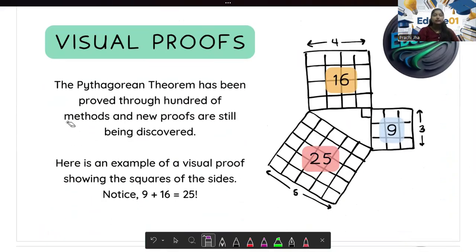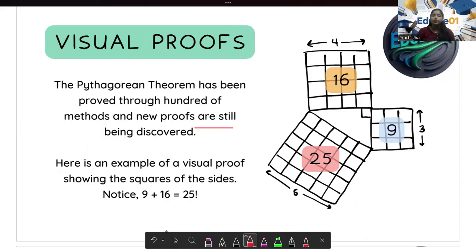Now, let's see some visual proof of this theorem. The Pythagorean theorem has been proved through hundreds of methods and new proofs are still being discovered. This is one of the most important and key concepts of the mathematical branch, right? So there is continuous research going on, and many researchers have already worked on proving the existence of the Pythagoras theorem.